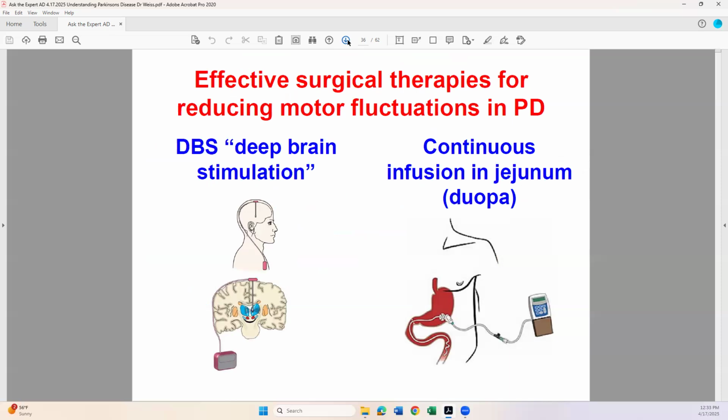Now, you've probably heard of some of these new invasive surgical treatments for Parkinson's disease, so-called deep brain stimulation, where an electrode is put into an area of the brain. And there's an infusion pump, where a tube is placed right into the jejunum to deliver a continuous supply of levodopa. Both of these are very successful surgical interventions for reducing motor fluctuations in some of these very complicated patients. Next slide.